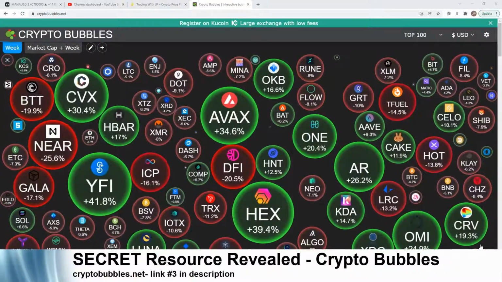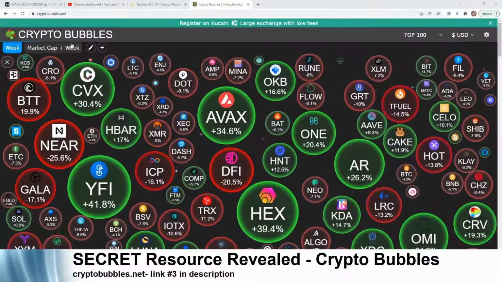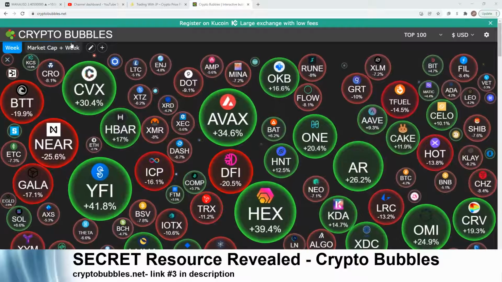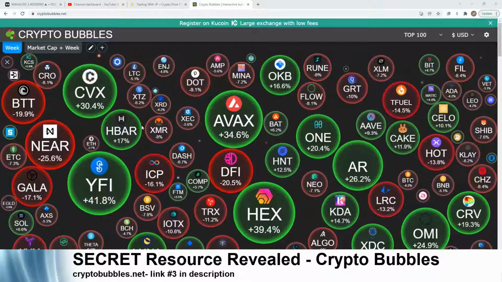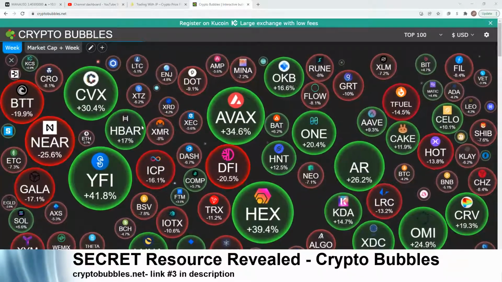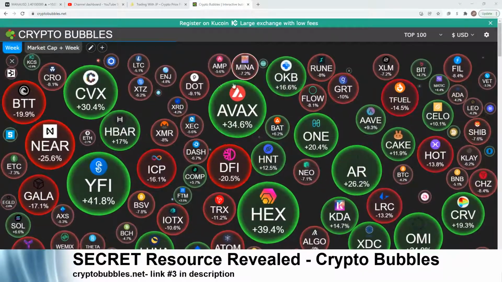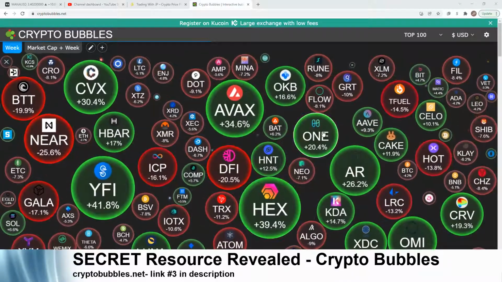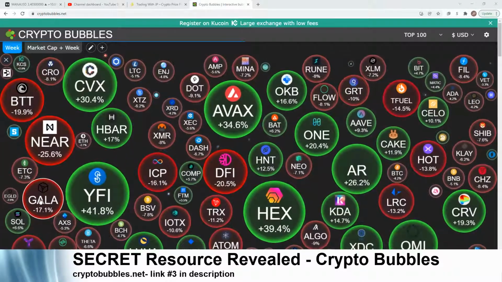So as you can see from the screen, one of the cool resources that I use is actually cryptobubbles.net. For me, this is just a really cool visualization that gives me an idea of what's having a really good week, what's having a really bad week. That way I'm not jumping into individual charts and I can just see a whole bunch of coins. Right now I'm looking at the top 100 coins and I can see these big bubbles, Avalanche, Hex, One, Ami, Cake, and Gala is having a really bad week, whatever the case may be.